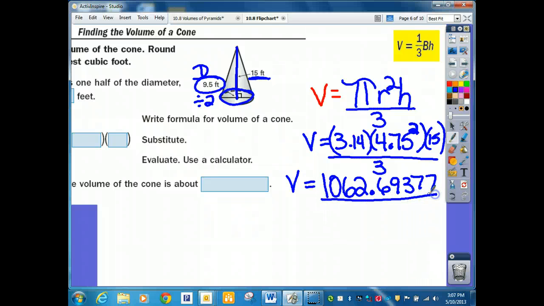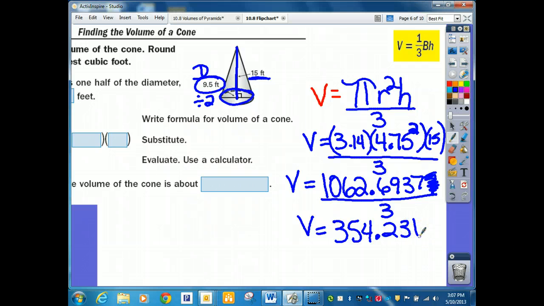Now hit divide, because you just divide that by 3. Volume equals... What do you get when you divide it by 3? 354.2. Okay, close enough. Now we're at our final answer.